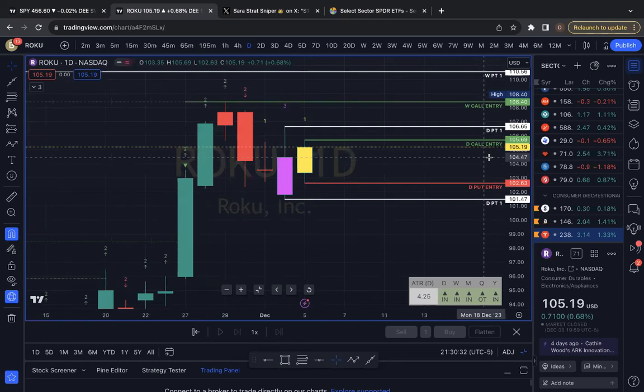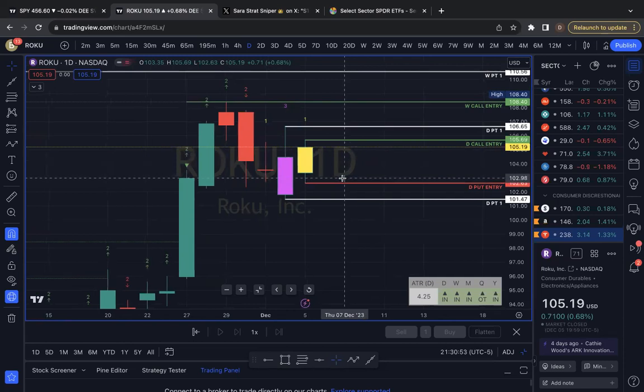So any questions on how we got to this point so far? Please ask. Everybody understand the call entry? Everybody understand the put entry and the price targets? This is the foundation of what you need to find a play and find a trade. Everything after that is building, but this is the foundation.